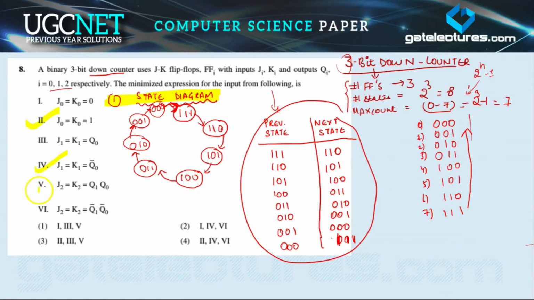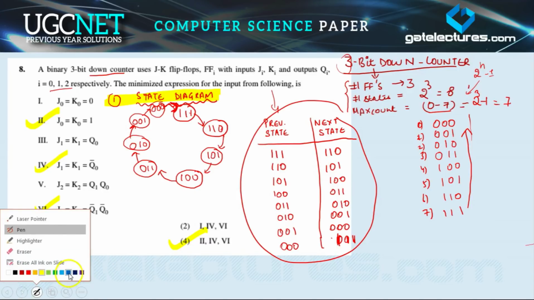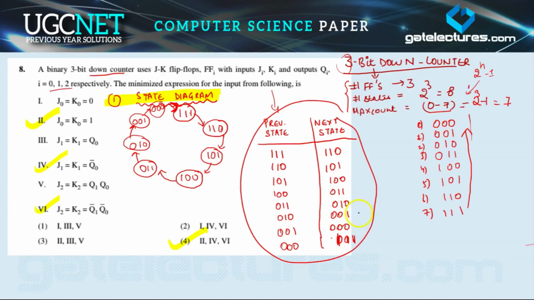So the sixth one is also correct. So the fourth is the correct option. Second, fourth and sixth are the correct ones. And you can also draw the whole 3-bit synchronous counter with the help of this input, right?